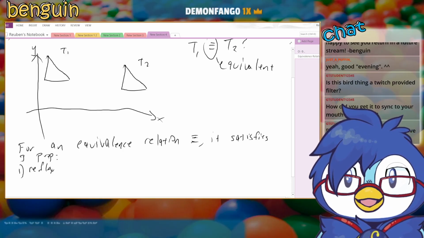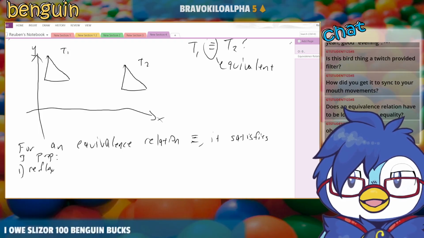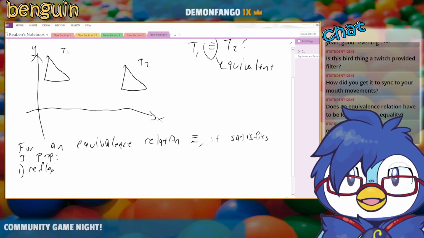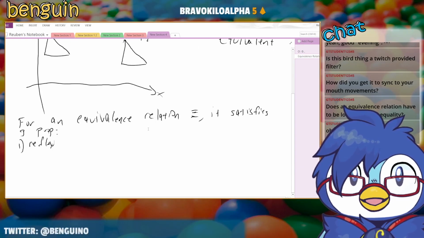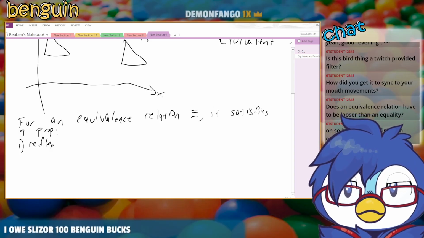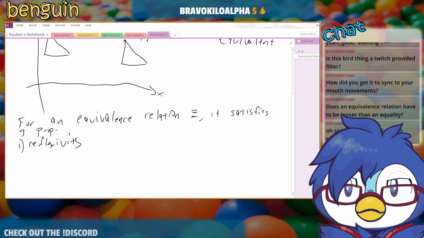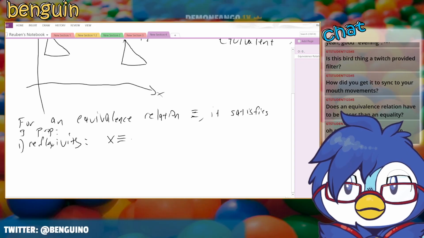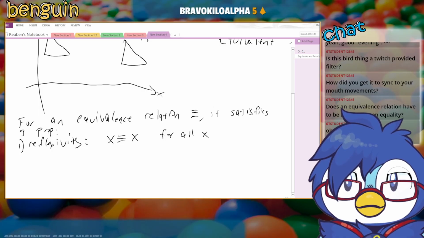So usually we want to consider things that are in between those, and you can think of equivalence relations as a way of defining inequality. These three properties that we're going to look at are basically properties of equality that you see. We have reflexivity, which just says that anything has to be equivalent to itself, for all x.